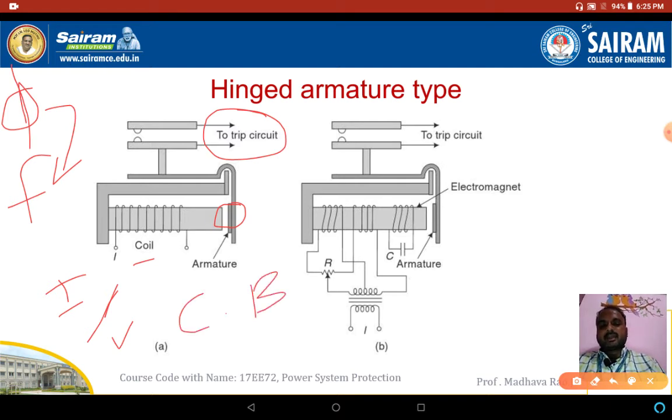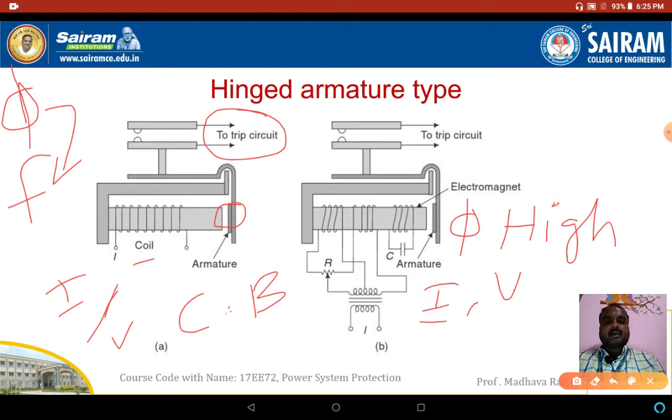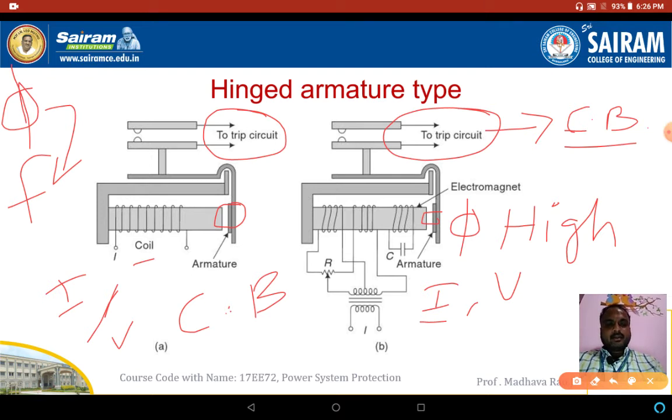The tripping circuit sends a signal to the circuit breaker, and the circuit breaker trips the supply. Similarly here also, the coil is energized by current or supply voltage. Once the current exceeds the limit, the magnetic flux produced in the coil will be high. The armature part will then close onto the other part, and the signal will pass to the tripping circuit, then to the circuit breaker, which breaks the supply. This is about the hinged armature type relay.